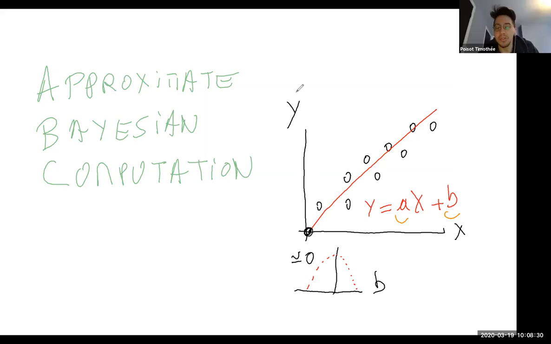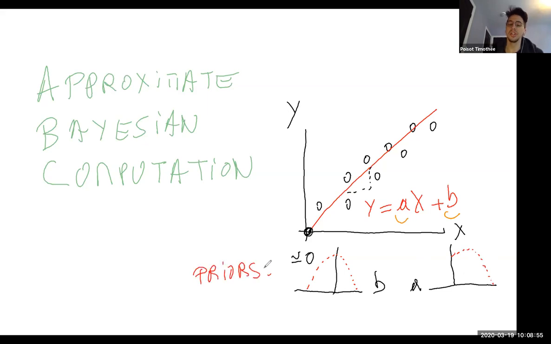The slope here seems to be positive, so we can maybe reasonably assume that the distribution of A is going to be something that is larger than zero. Maybe it's truncated, whatever. We don't really know. So these two things are the priors that we have in our model. One thing that is very interesting with ABC is the way we're going to be using these priors to come up with estimates of the distribution of the parameters.